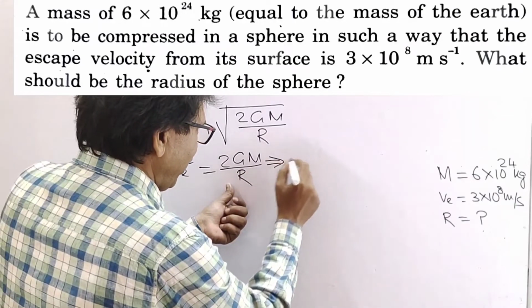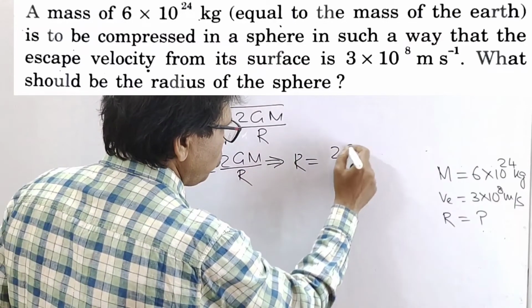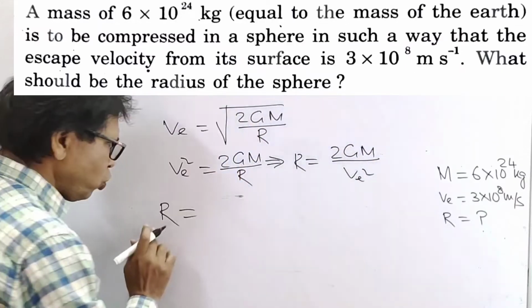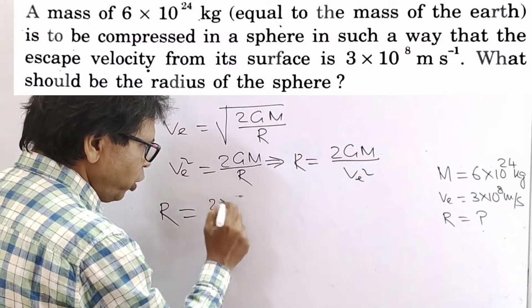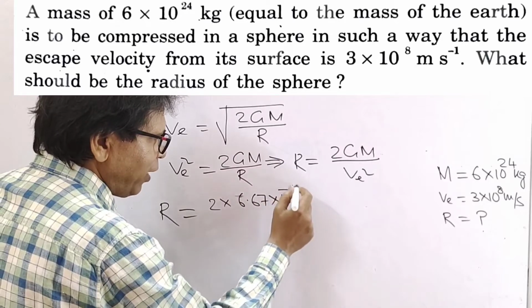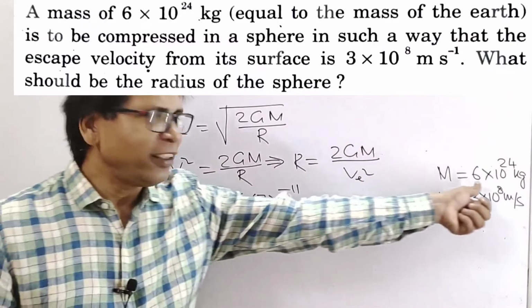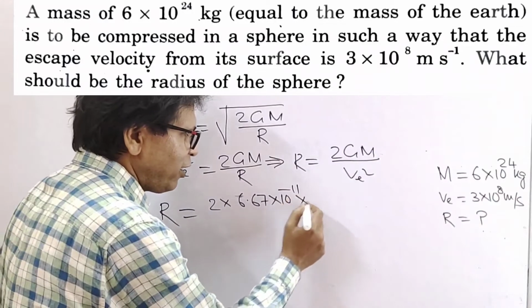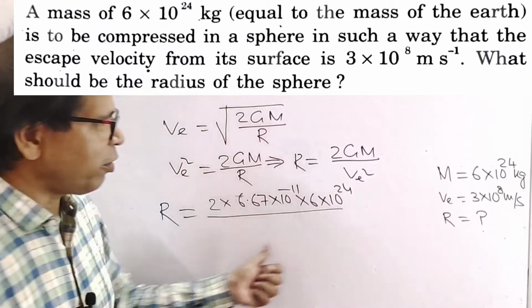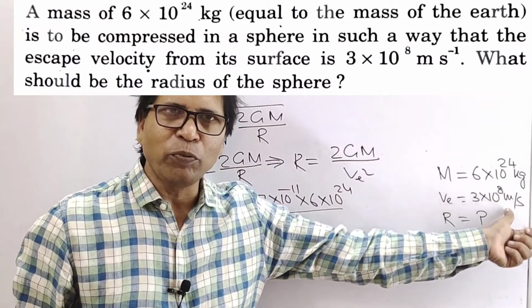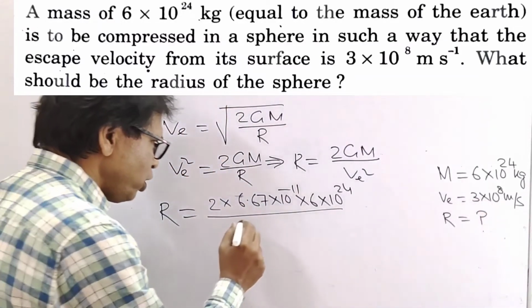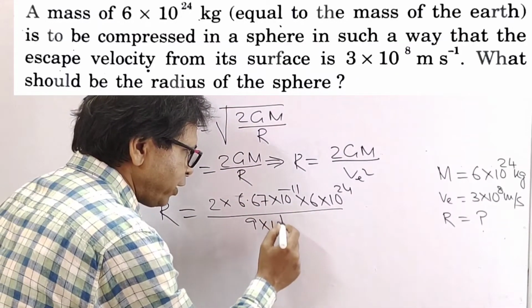So the radius r is equal to 2GM divided by v². Okay, so r equals 2 × 6.67 × 10^-11. The mass is 6 × 10^24. And this is v², that is (3 × 10^8)², so this is 9 × 10^16.